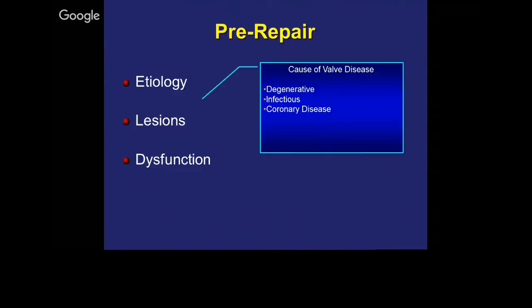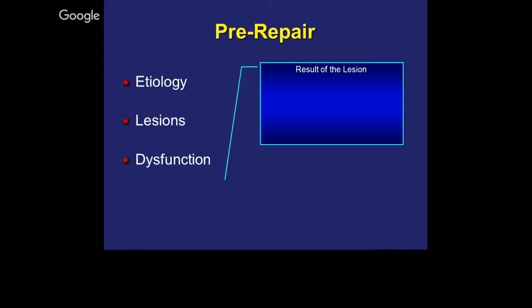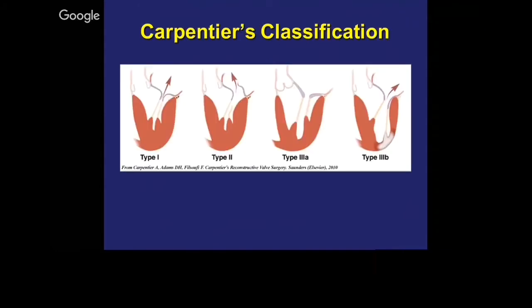So the cause of valve disease could be degenerative, it could be infectious, it could be coronary disease with ischemic MR. What is the result of the disease process? It's either there is chordal elongation, chordal shortening, or annular dilatation. And then the result of the lesion itself is that it affects the closure of the mitral valve in relation to the mitral valve annulus. So this here is the classification from type 1 to type 3. Type 3, there's type 3A and type 3B.